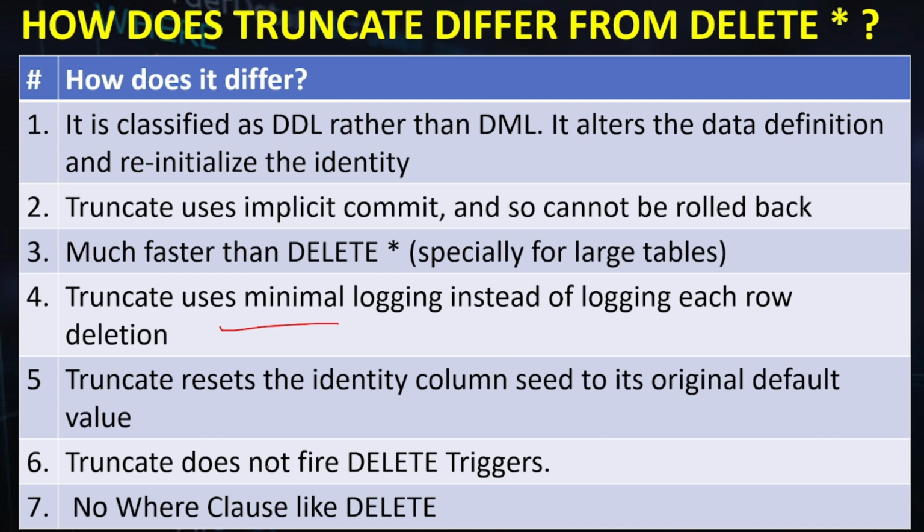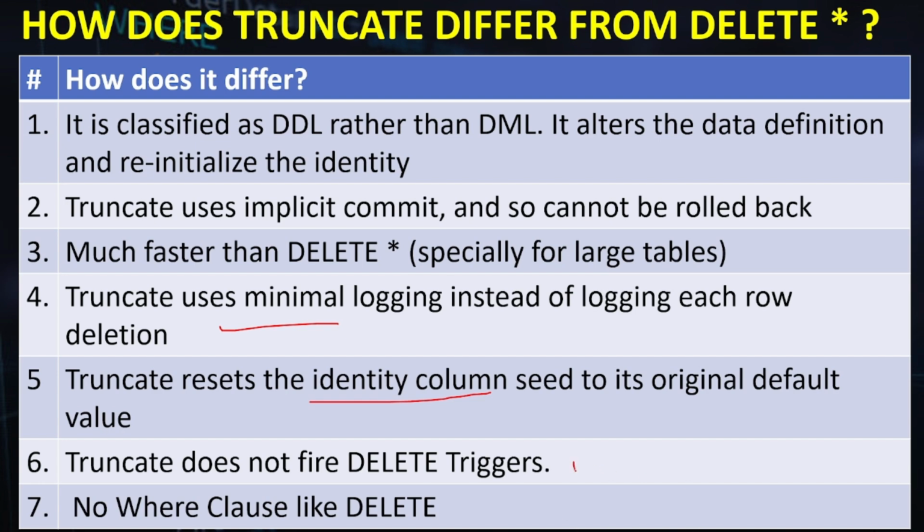Truncate resets the identity column. There is something called identity. In SQL Server, you can create a field whose value will keep on increasing, like 1, 2, 3, 4. You can specify a seed value, which is the initial value, and it keeps on increasing. What happens if you delete? Let's say the value has increased up to 100. Even if you deleted all the data from the table using delete, the next record will be inserted from 101, not 1. But if you do truncate, it resets. It will again start from the seed value.